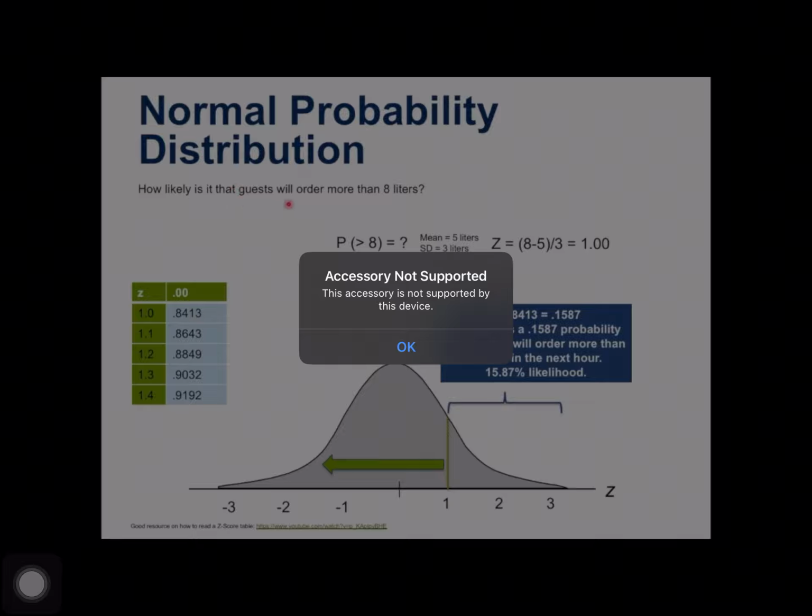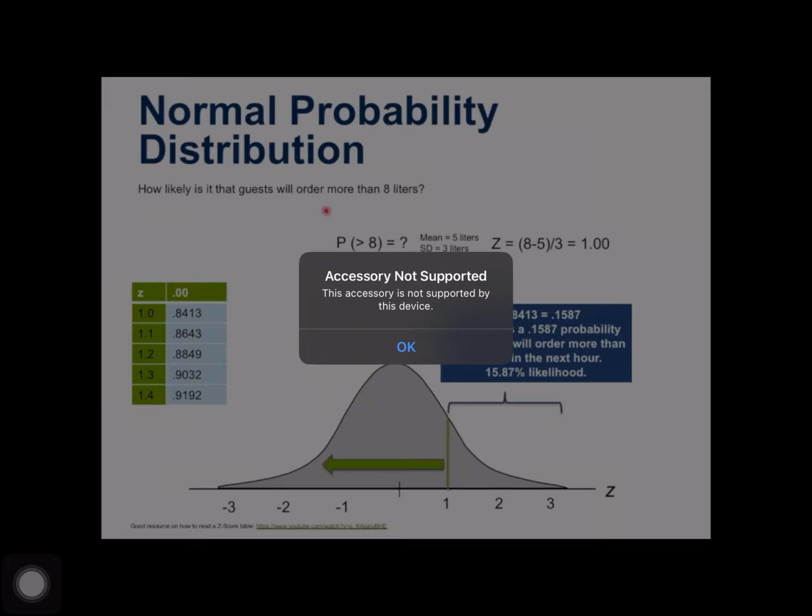How likely is it that guests will order more than 8 liters? So now I have a situation where I want to find the probability of exceeding this level of 8 liters. Well, we still want to compute the z-score, which we did in the prior example. We know the z-score is 1.0, and by looking at the table of z-scores for 1.0, we know that 0.84 of the probability for values is everything here to the left.